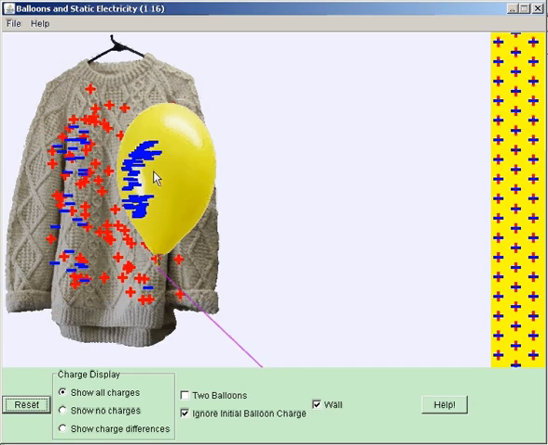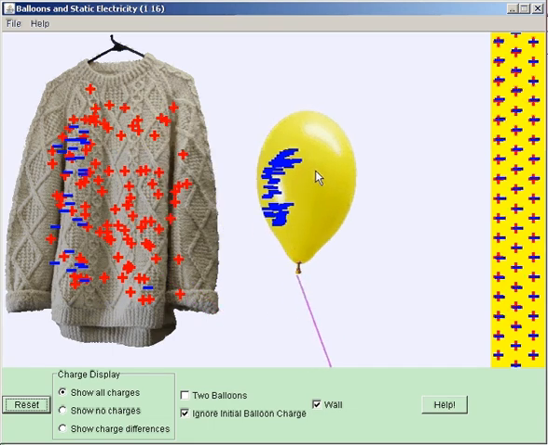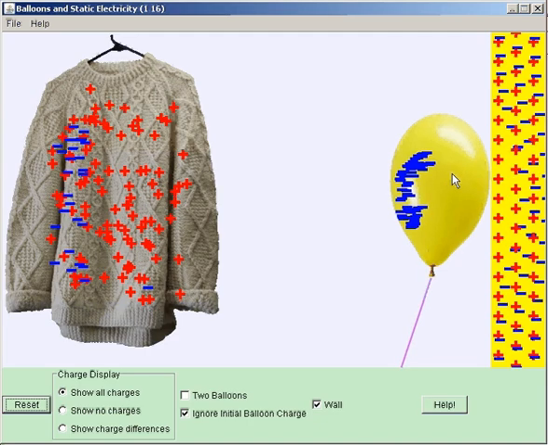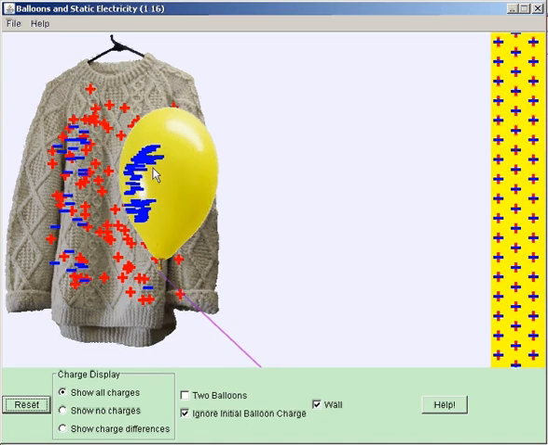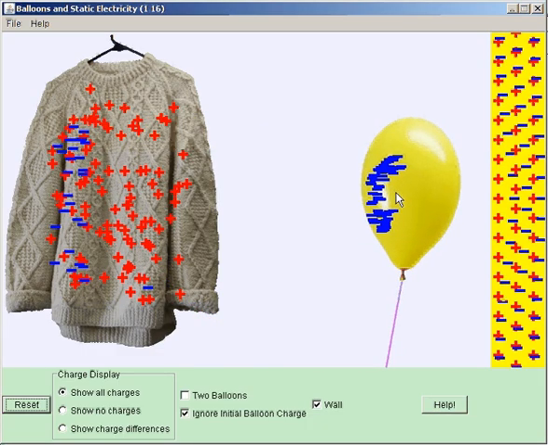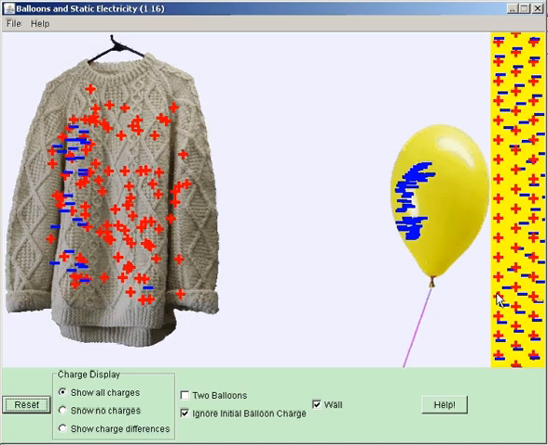Let's also have a look at polarization. The wall over here on the right hand side is neutral. It's got equal positive and negative as well. As I bring the balloon closer to the wall, you will notice that the negative charges are pushed away from the surface of the wall. And the reason for this is the negative balloon is repelling the negative charges within the wall away. The wall has now become polarized.